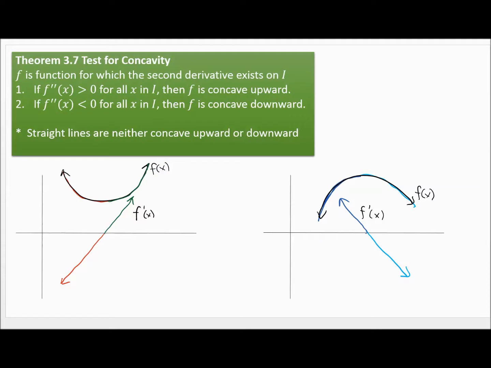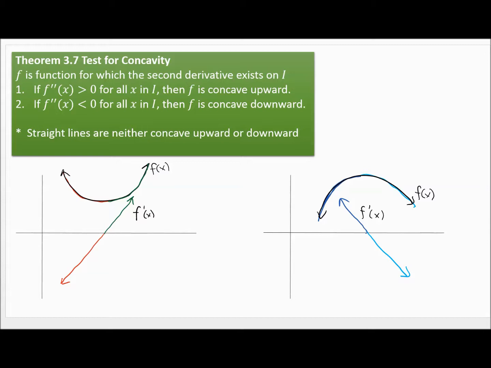So we have a theorem here, Theorem 3.7. It's a test for concavity. This is how you tell if a graph is concave upward or concave downward. Notice f is a function for which the second derivative exists on an interval I, so you must be able to take the second derivative. It says if f double prime, which means the second derivative, is greater than 0 for all x in I, then f is concave upward. So if your second derivative is positive, then it's concave upward.